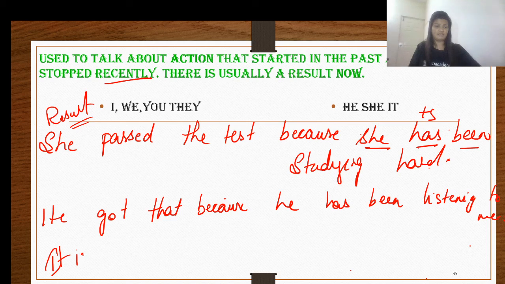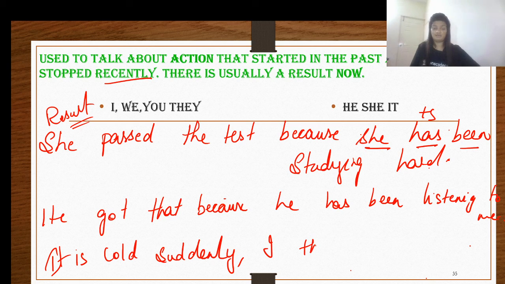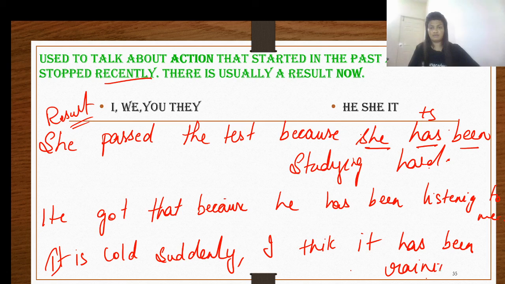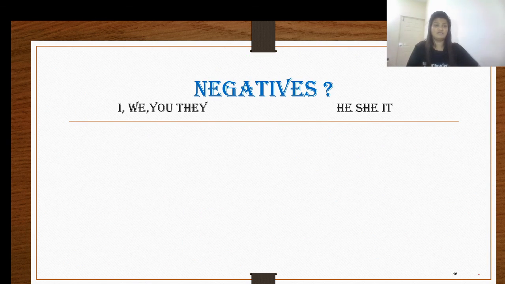It is cold suddenly. It is cold suddenly. I think it has been raining. The raining actually is not happening at the moment. It just probably stopped a little while ago and suddenly it is cold now. To say that, we use it has been raining. So that's how we use this usage to mention actions which recently stopped and the result is still persistent in the present. How do we negate these points?